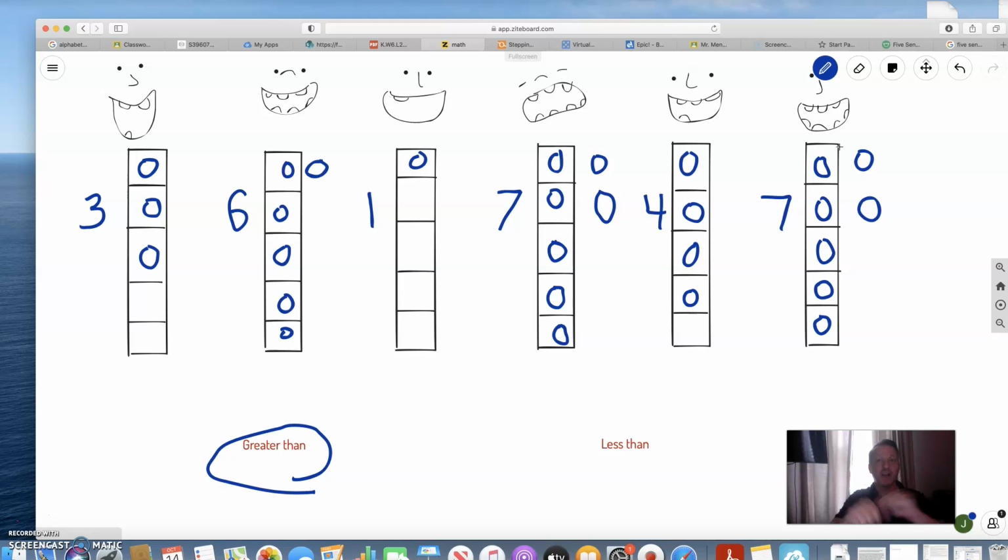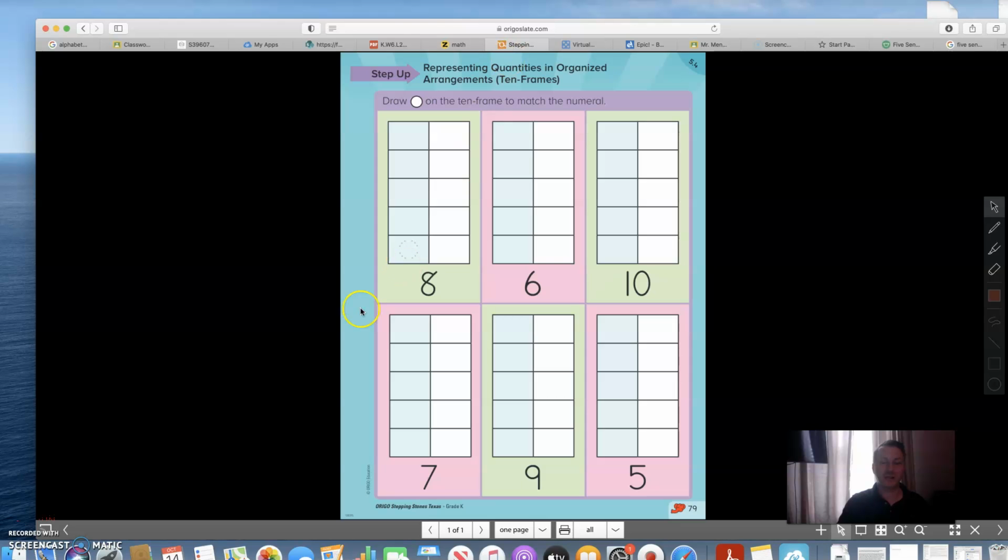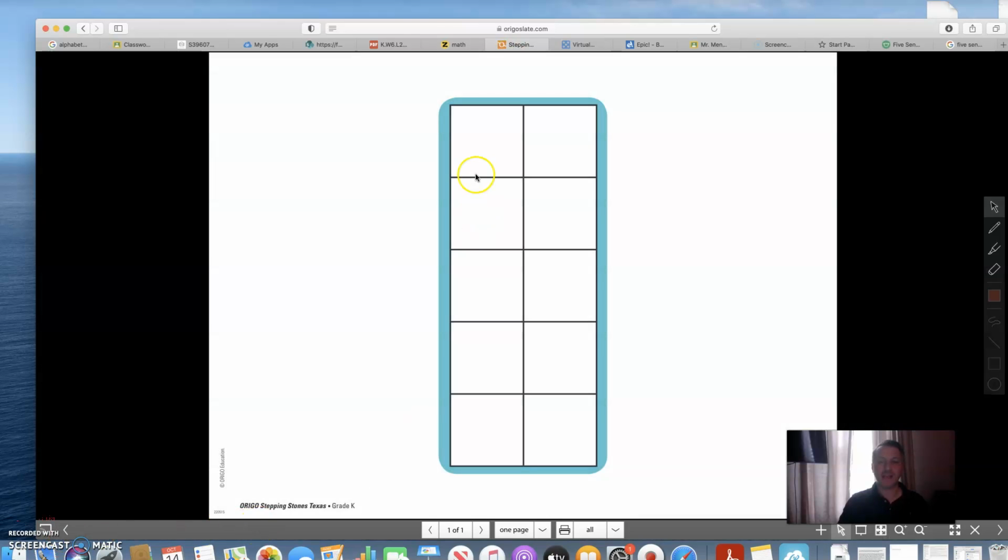Good job, Dennis. All right, boys and girls, we're moving on to our stepping stones. I'm going to show you a 10 frame. Before we do this one, I'm going to show you this 10 frame right here. Now, this is just like a 5 frame, but it's double. It's 10. Okay, so it's 1, 2, 3, 4, 5, 6, 7, 8, 9, 10. That's 10 spots. So now I'm going to give us some numbers.